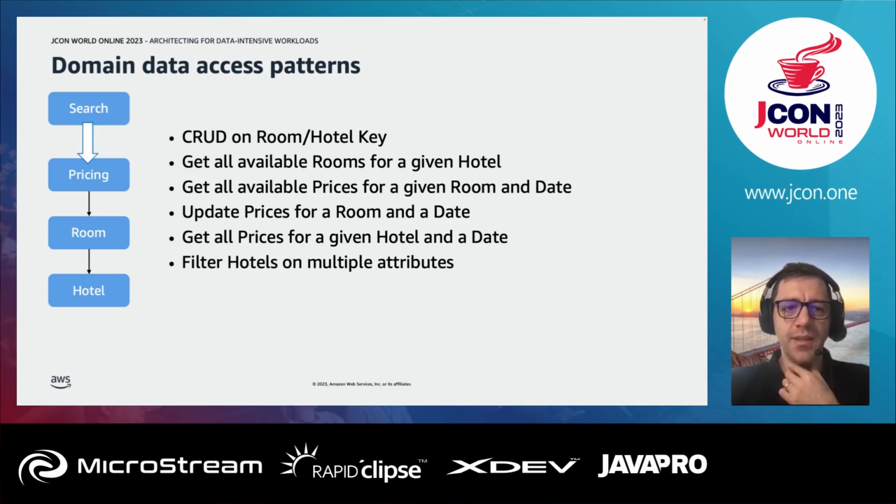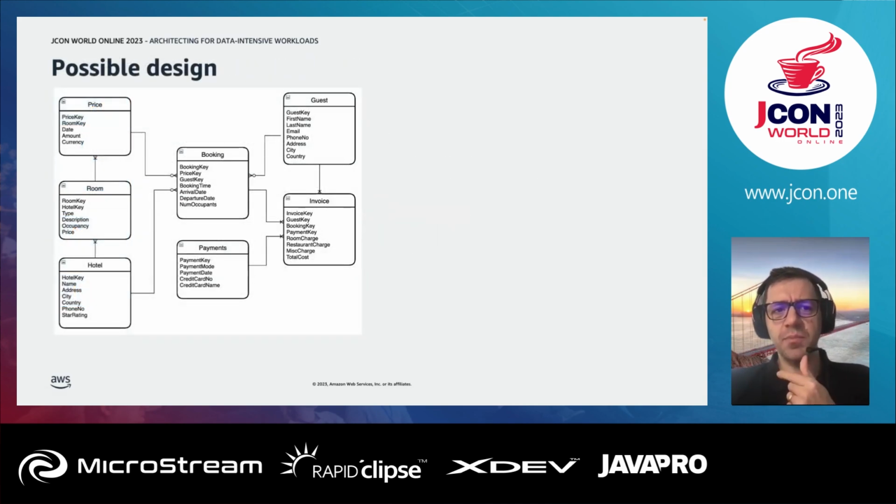And then at some point, I will need all the available rooms in a hotel, all the prices in the room. Maybe I need to update the prices once someone books a room. If I only have a couple of rooms left, maybe I increase the prices. And then you filter hotels on multiple attributes. So this is quite a lot of data access patterns. So I can really put that in a relational database design, right? It's super fast. I mean, I can do the design in 1 hour, and then we implement the user story in the next couple of sprints.